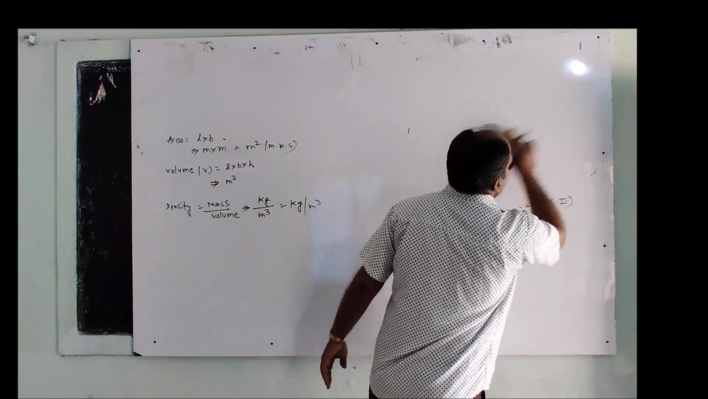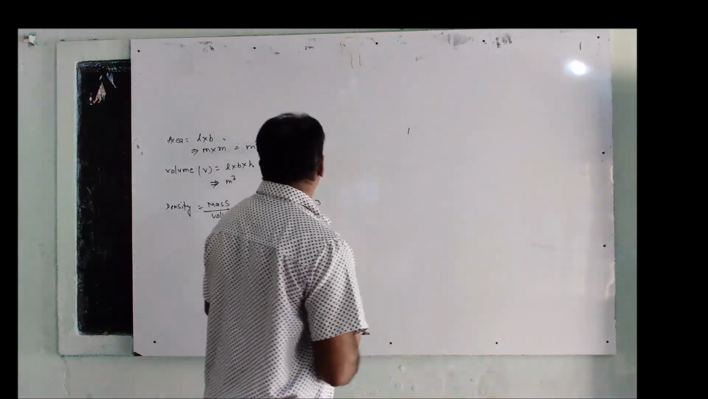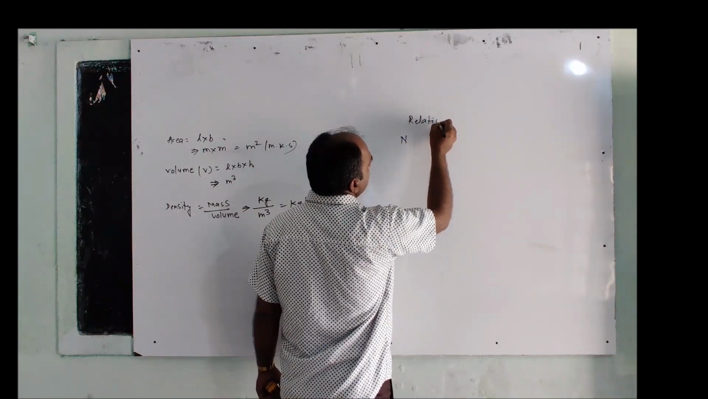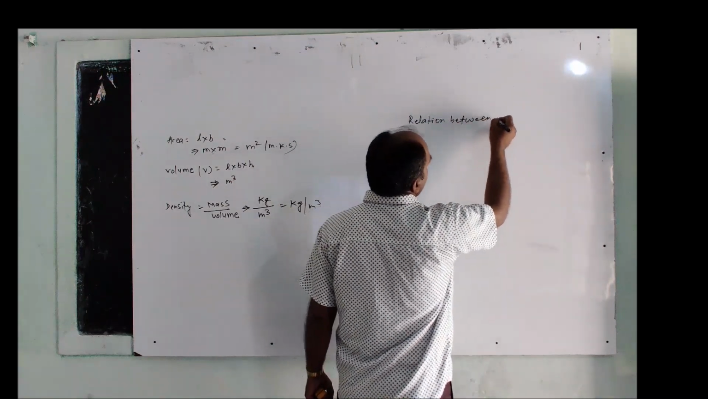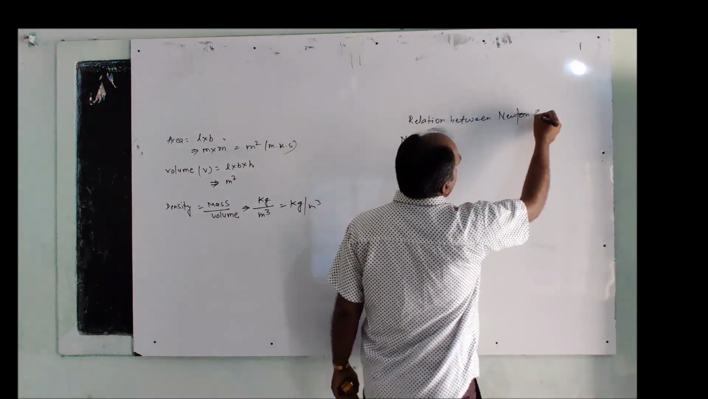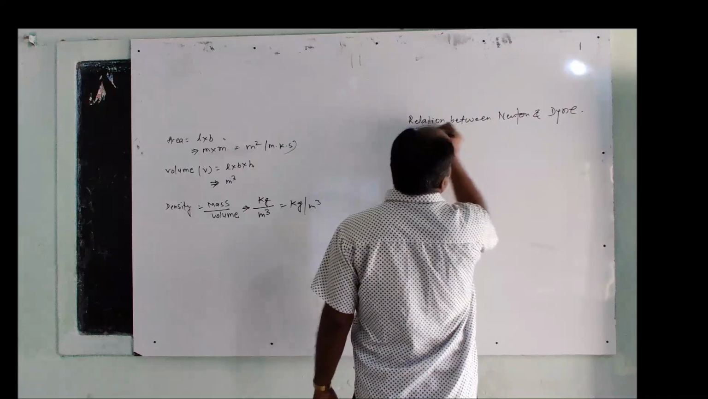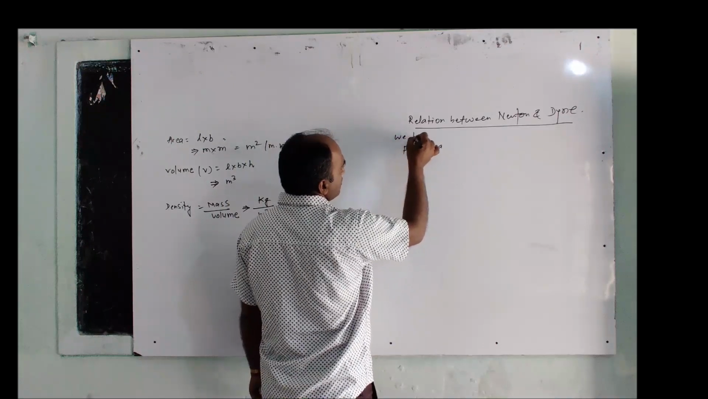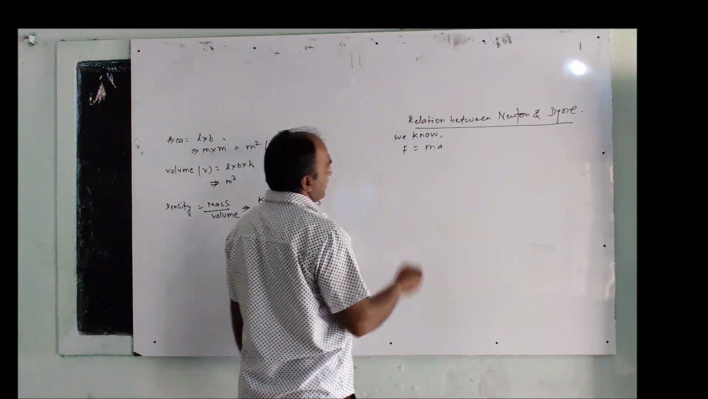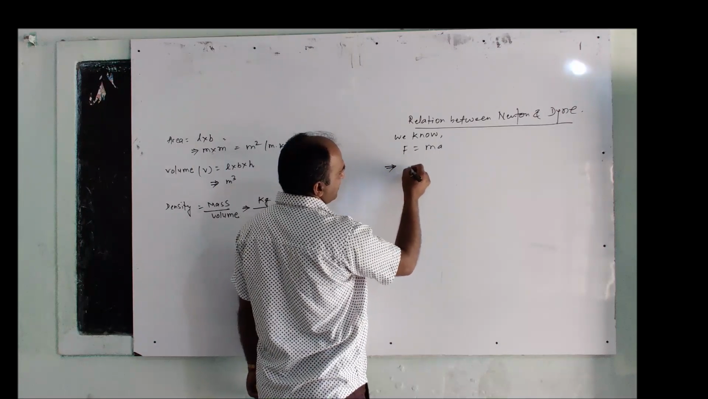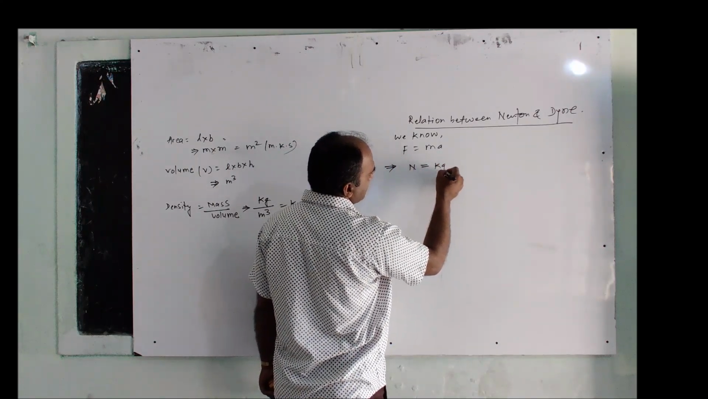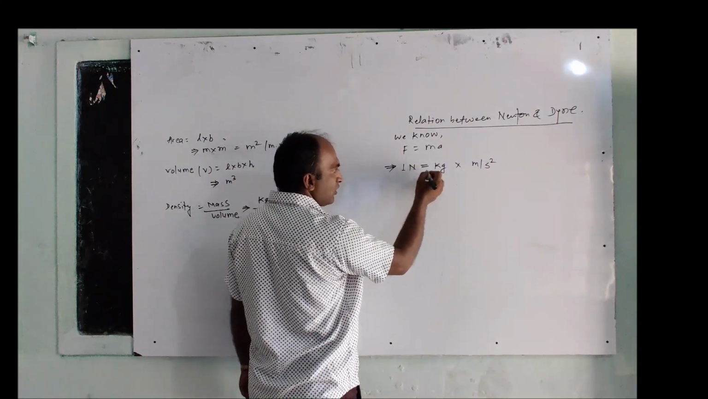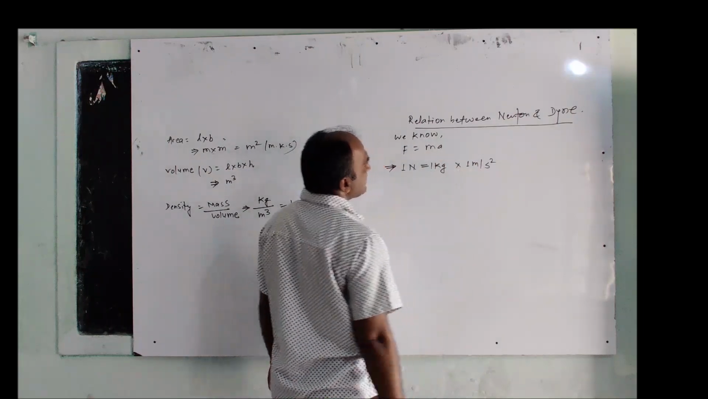Here, there is a relation between Newton and Dyne. We know that F equal to M into A. While writing this unit, force is expressed in Newton, mass is expressed in kg, and acceleration is expressed in meter per square second. So, 1 Newton equal to 1 kg into 1 meter per square second.